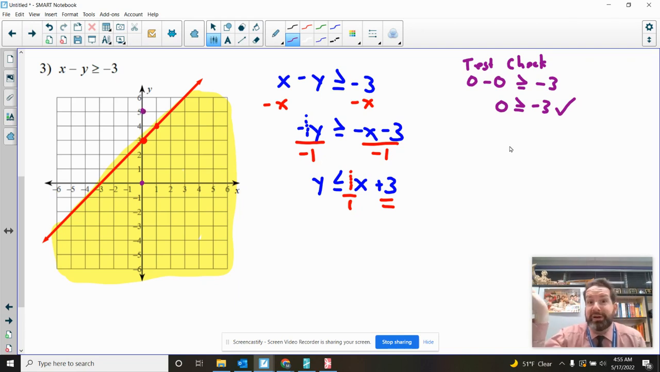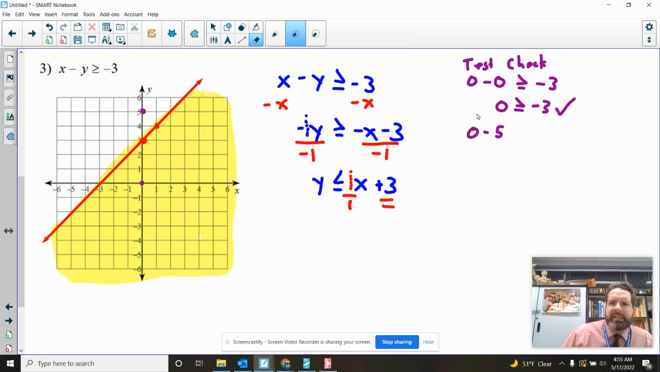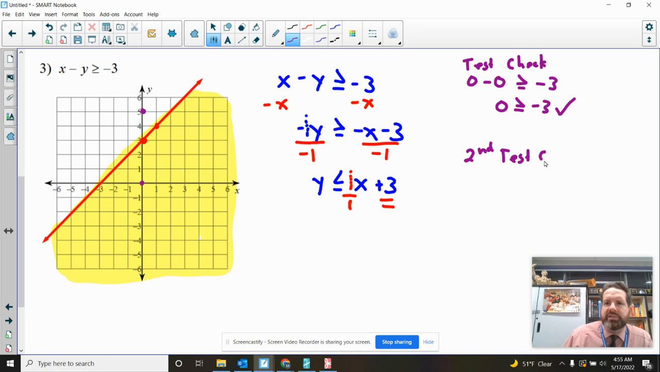Now I like to pick a point on an axis if I can, because then at least one of the coordinates is 0, and that makes it easier to work with. So this is 0, 5. So 0 for the x minus 5 for the y. I'm going to actually leave some space, call it the second test check so we know what's going on. Second test check.